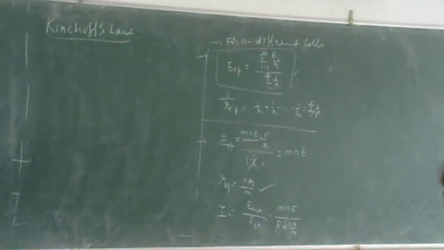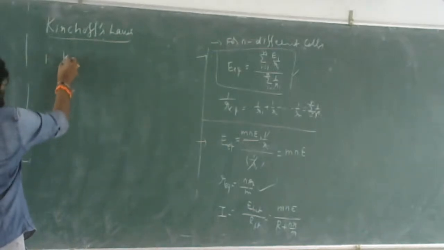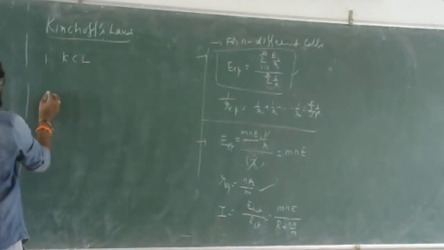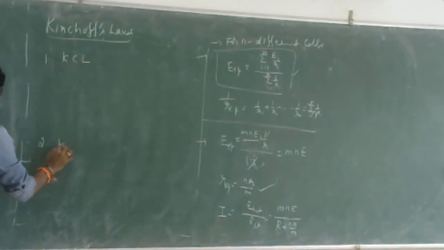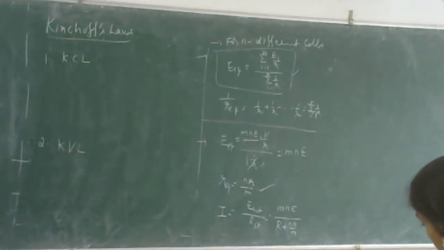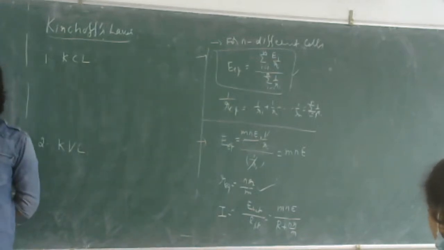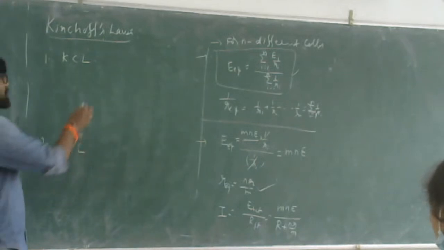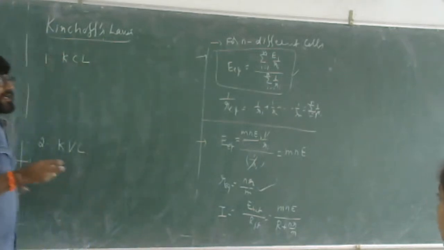We have two Kirchoff's laws. First one is Kirchoff's current law. The second one is Kirchoff's voltage law. Kirchoff's current law is also called the junction law. Kirchoff's voltage law is also called the loop law or mesh law. What Kirchoff's current law tells you can state in two different ways.